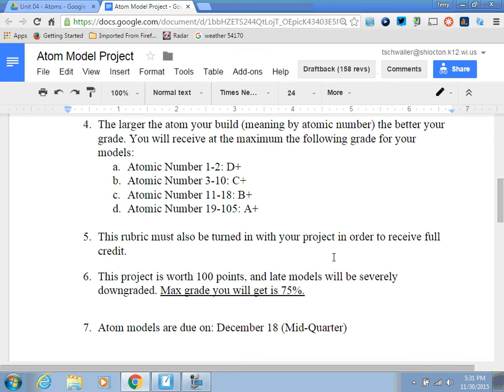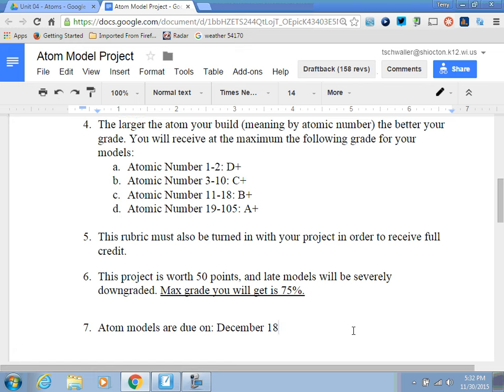Also, I would like this rubric to be turned in with your project. Don't lose it. It's going to be kind of your scoring rubric. What do you need to do? And also scoring for points. The project is not worth 100 points. It's only worth 50. So we'll change that. And late models will be downgraded if you don't turn it in by the due date, which is December 18th, which is not mid-quarter.